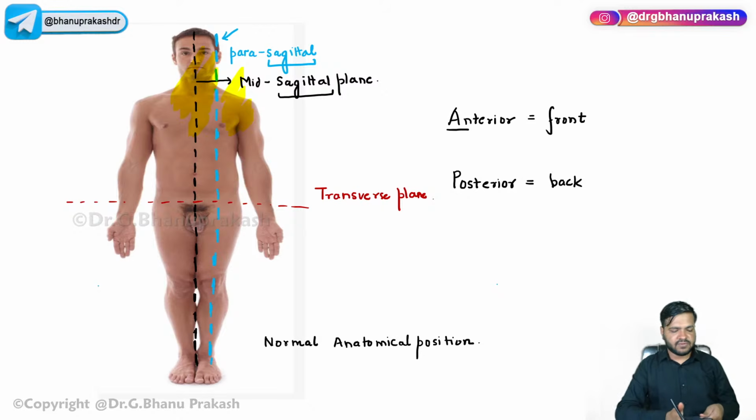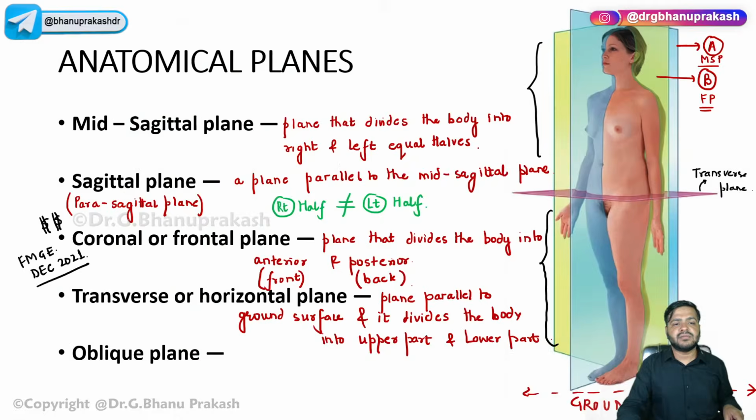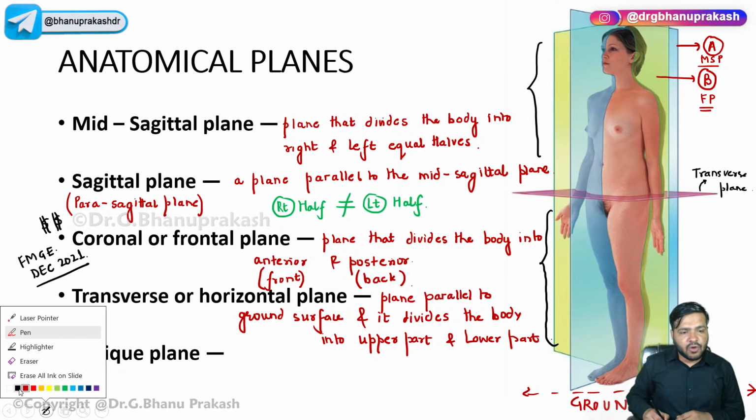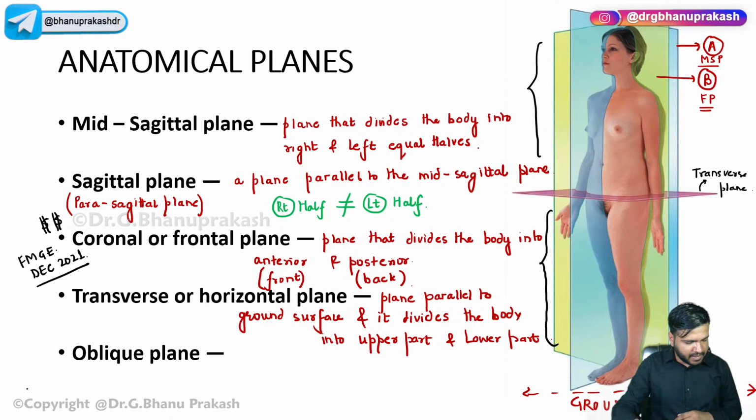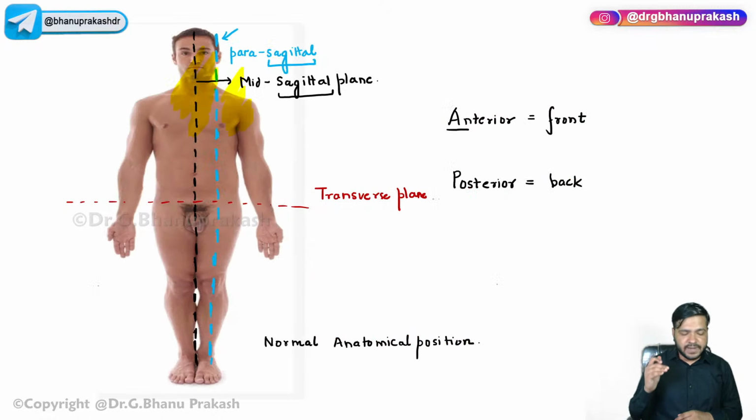Now guys, coming on to the next one, that is the oblique plane. Now, what is meant by the oblique plane? Let us just try to draw it over here. Whenever you cut a part of the limb in an oblique manner, such that it will make an angle with the ground.